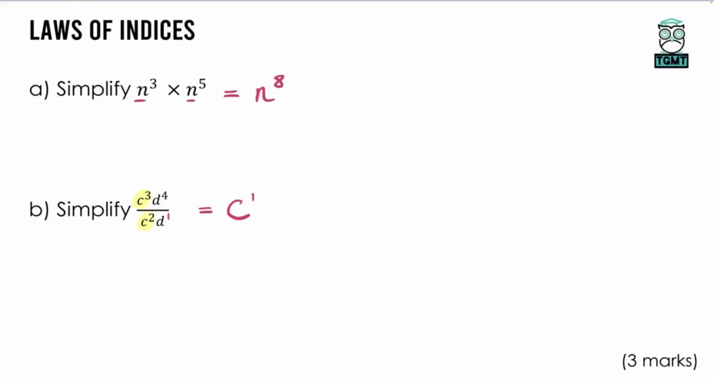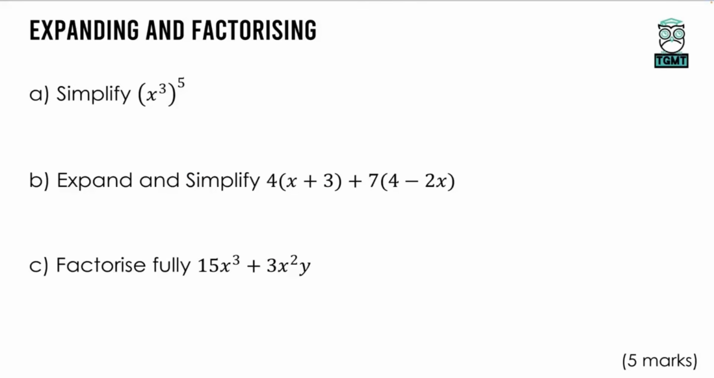For the d, we have d to the power of 4, and then we have d to the power of 1. If we subtract those powers, we end up with d to the power of 3. Typically I wouldn't write it with that power of 1, so I would just write cd to the power of 3. And there we go, there are our laws of indices when multiplying and dividing. Now we have another law of indices here, but we're primarily focusing on expanding and factorising in this question.